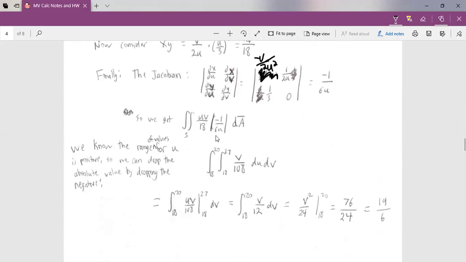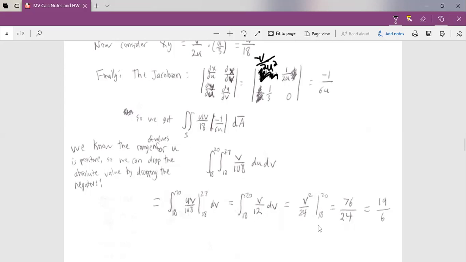And so we get just essentially v over 108 du dv. Plug things in, and what we get is the integral from 18 to 20 of uv over 108, evaluated from 18 to 27. This is us evaluating for u, right? And what we get when we do that is v over 12. And then we just integrate that.